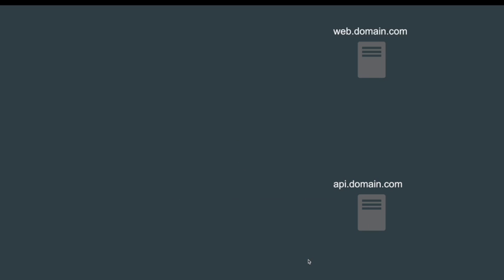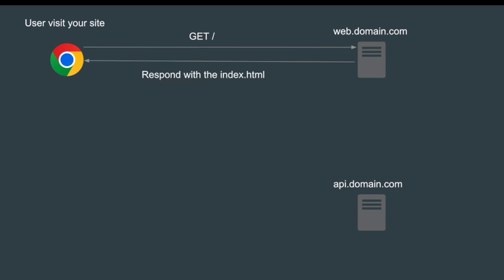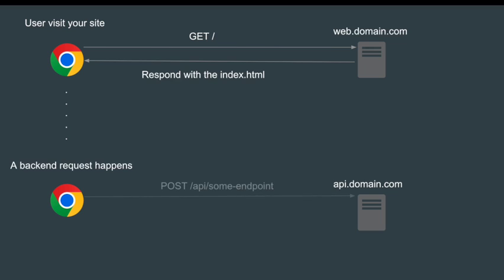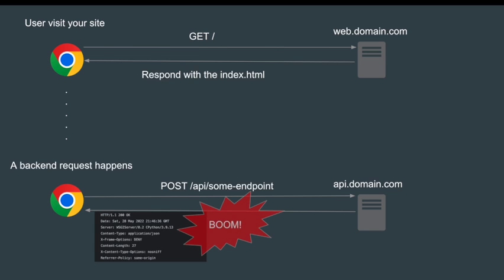A common scenario is when you have your web application served from any domain like web.domain.com and your backend API from a domain like api.domain.com. So let's say that a user visits your website. The browser goes and makes a request to get the web page, and the server is going to respond back with the file. While the browser processes the HTML and static content, at some point it makes a request to our backend server. The backend sends the response back, and boom, something bad happened.